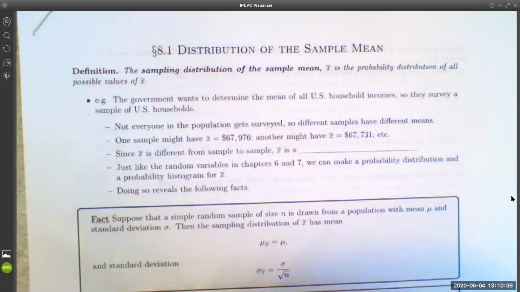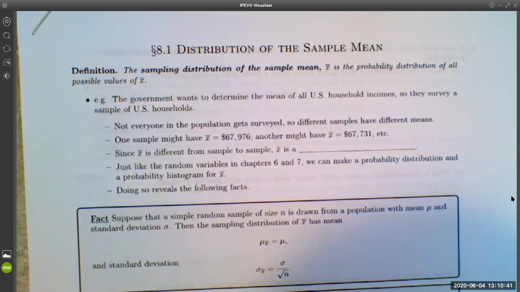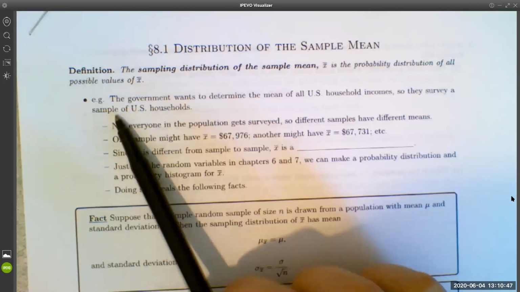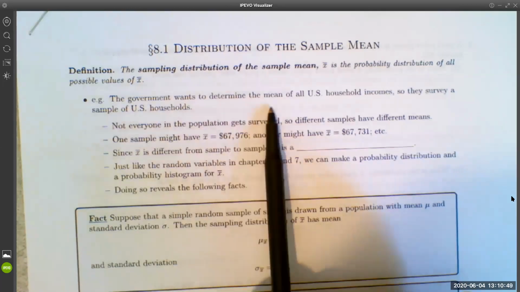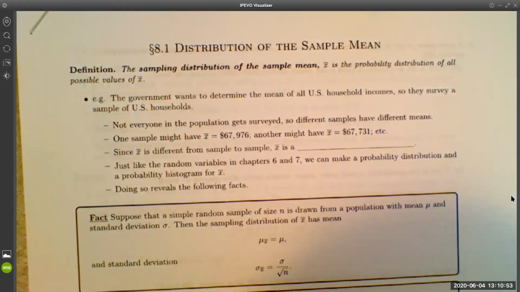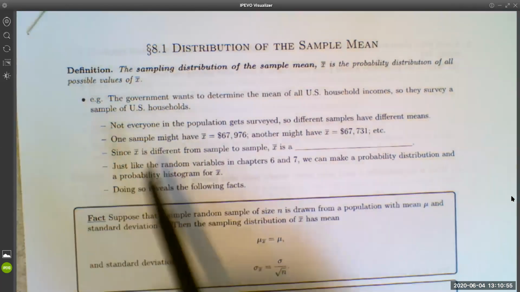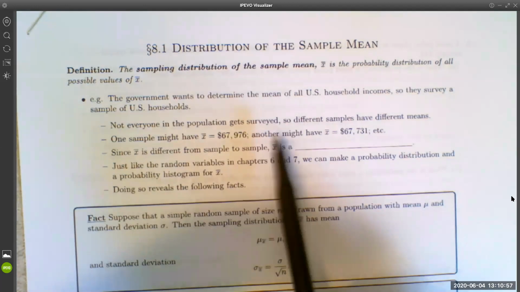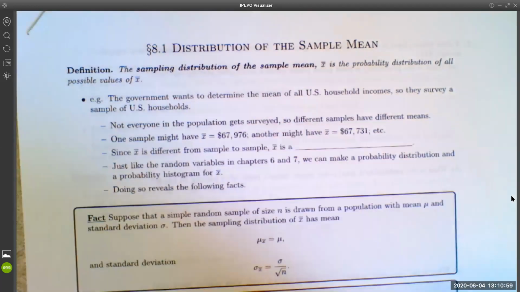So first of all, the sampling distribution of the sample mean is the probability distribution of all the possible values of the sample mean x bar. This is a difficult concept to wrap your brain around, but here's an example. So let's say the government wants to determine the mean of all US household incomes. So they survey a sample of US households. Now, not everyone in the population gets surveyed. So different samples are going to have different means, right?